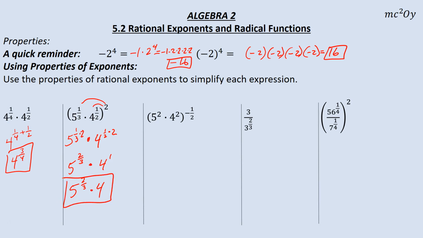And that's as far as we can go with that. Okay, another one here. Notice you have a negative exponent and you have parentheses. A couple ways you can do this.